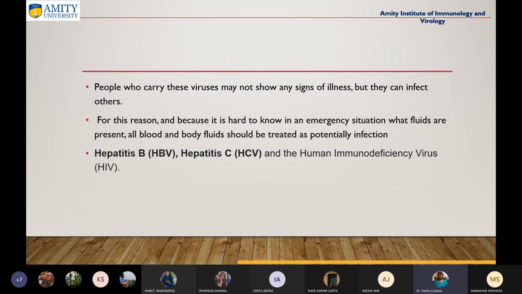People who carry these viruses may not show signs of an illness, but they can still infect others. They are asymptomatic. The virus is present, but they are not showing any sign, yet there are chances that they can transmit these diseases to other people. For this reason, and because it is hard to know in an emergency situation what fluids are present, all blood and body fluids should be treated as potentially infectious. Hepatitis B virus, hepatitis C virus, and human immunodeficiency virus are transmitted by this means.